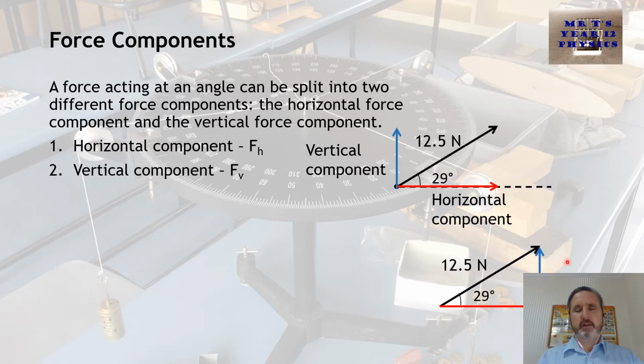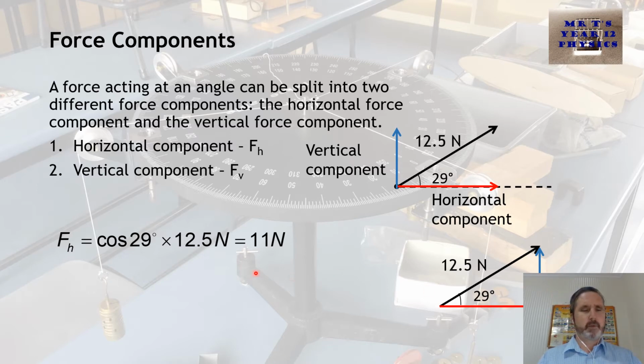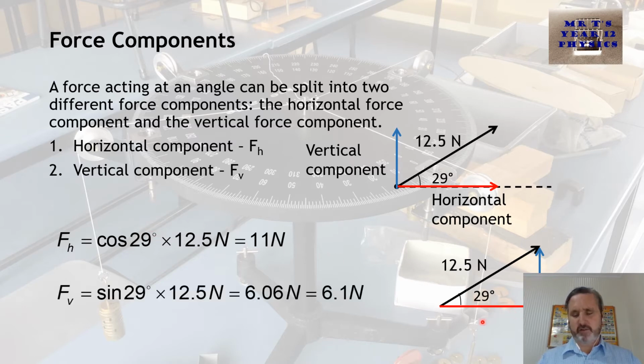Now we can see that our vertical component is going to be sine 29 equals our vertical component over 12.5, or we could say our vertical component equals sine 29 times 12.5. We work that out, and that's 11 newtons, our vertical component. Oh, wait, that's our horizontal one. So our horizontal one, of course, because it's adjacent, is cos 29.